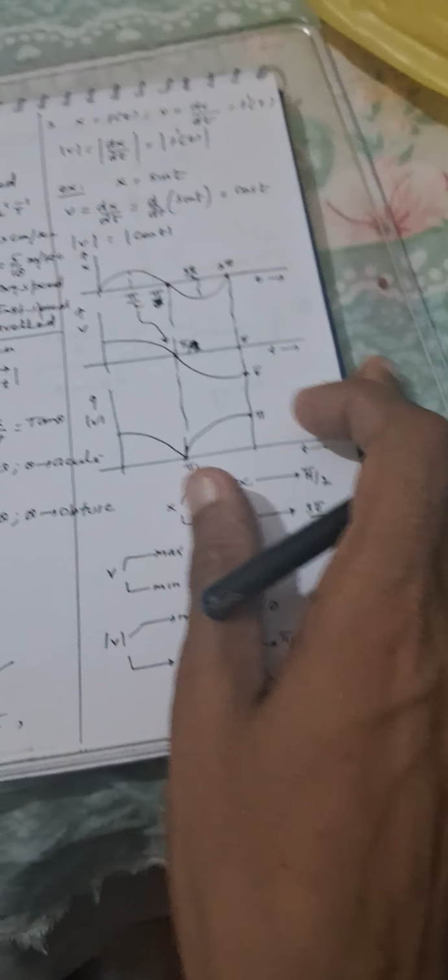Next, another concept may be that a velocity-time graph is given and you have to draw the speed-time graph. Just take the magnitude, take the positive value, and if v is negative, then take its reflection to make it positive. So that will be the speed-time graph.